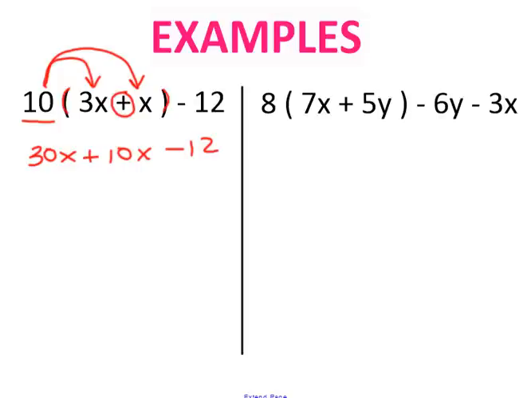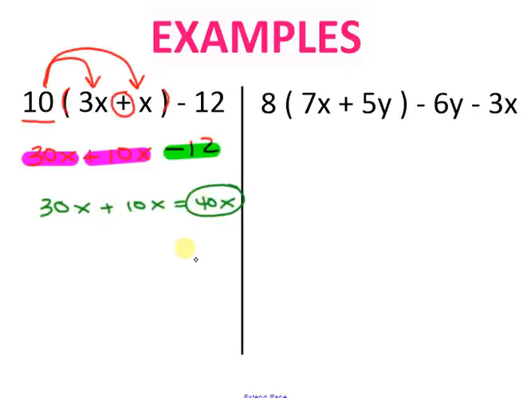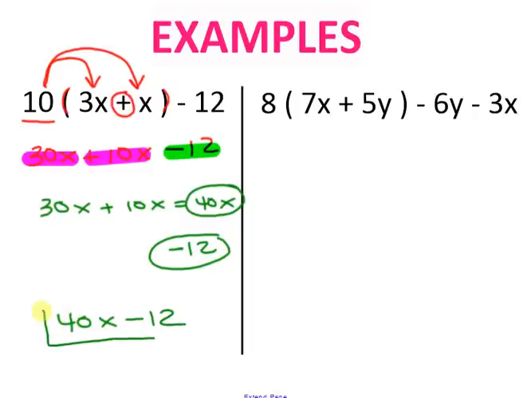All right, now let's combine like terms. So here's 30x plus 10x, and then minus 12. All right, so 30x plus 10x equals 40x. That's part of our final answer. And the minus 12, make sure it's minus, is by itself. See how it's minus? Very important. So when we go to write our answer, it's 40x minus 12. That's the biggest mistake, is people always put plus. They forget the minus.